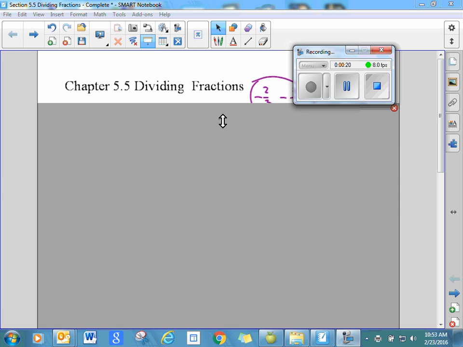So we've done adding and subtracting of fractions with like denominators and unlike denominators. We needed a common denominator. Last couple of classes, we've been working on multiplying fractions where we canceled before we multiplied. No common denominators needed. So the last operation that we need to take care of is dividing by a fraction.